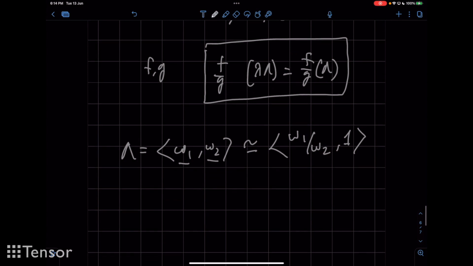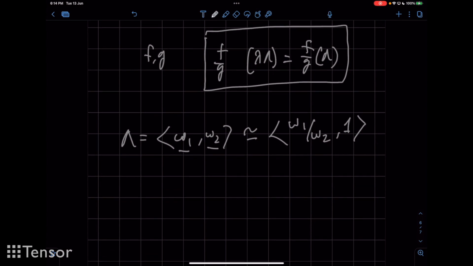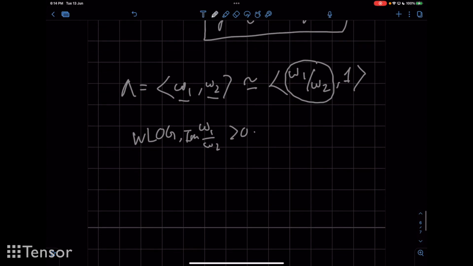Also, without loss of generality, we can assume that the imaginary part of omega 1 by omega 2 is positive. Why is that? Because if we have a complex number and its imaginary part is negative, then if we take the reciprocal of it, its imaginary part is going to be positive, right?